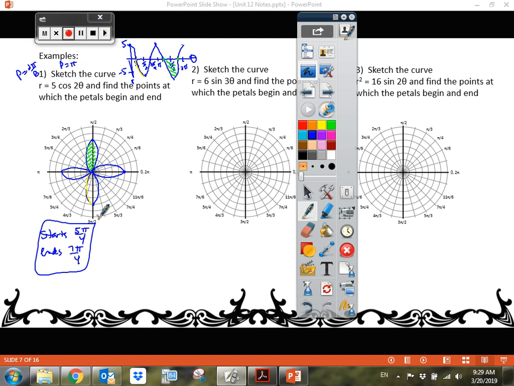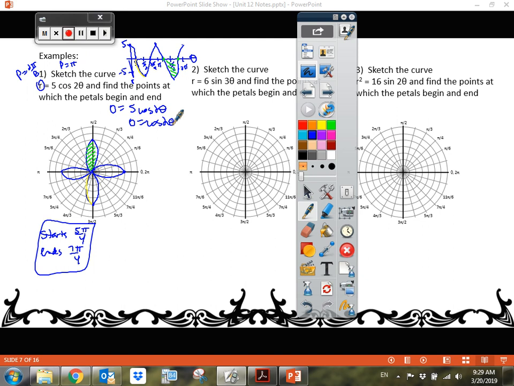Now, how can we find those numbers if we can't figure that out? Well, the petals start and stop when r is 0. That's when they do. So I would put a 0 here: 0 equals 5 cosine 2 theta. Divide the 5 off. 0 equals cosine 2 theta.